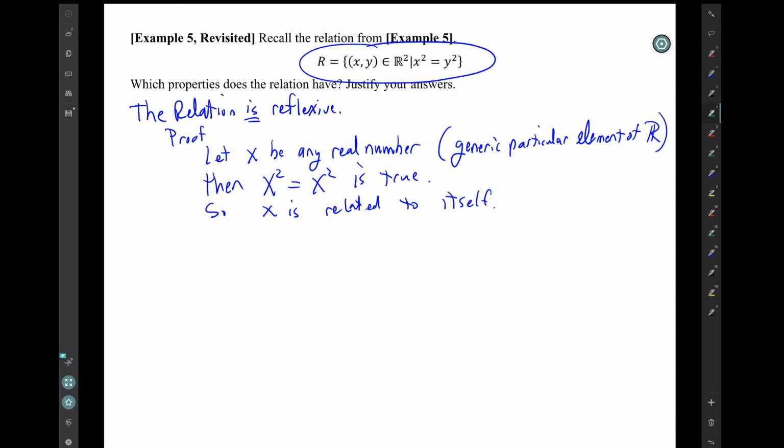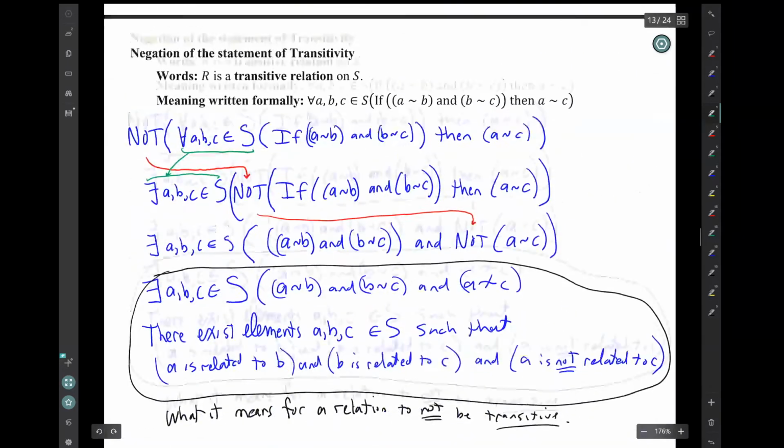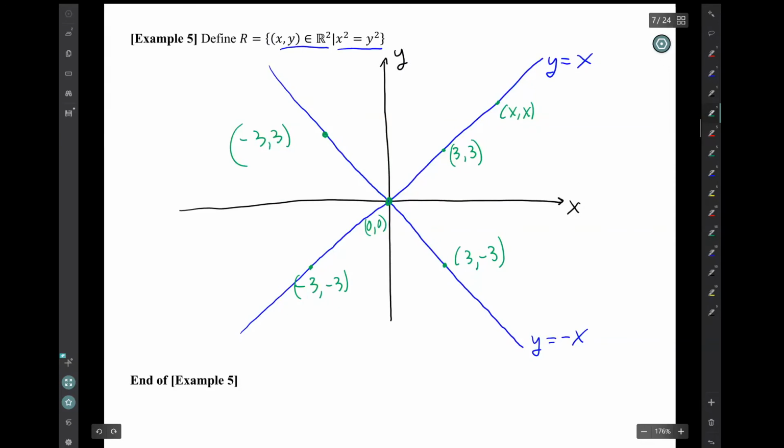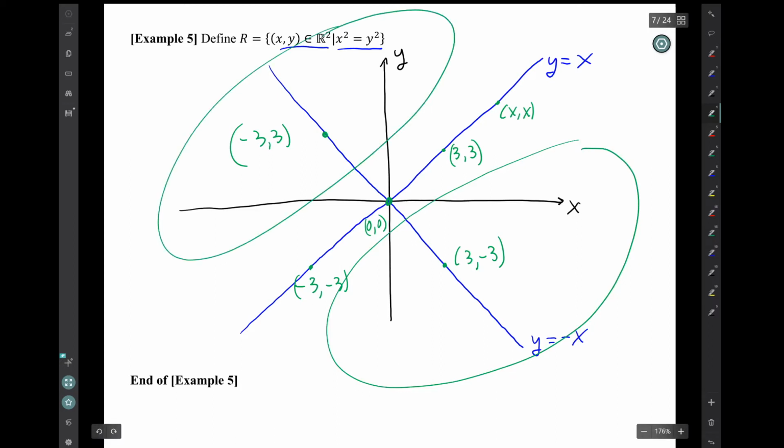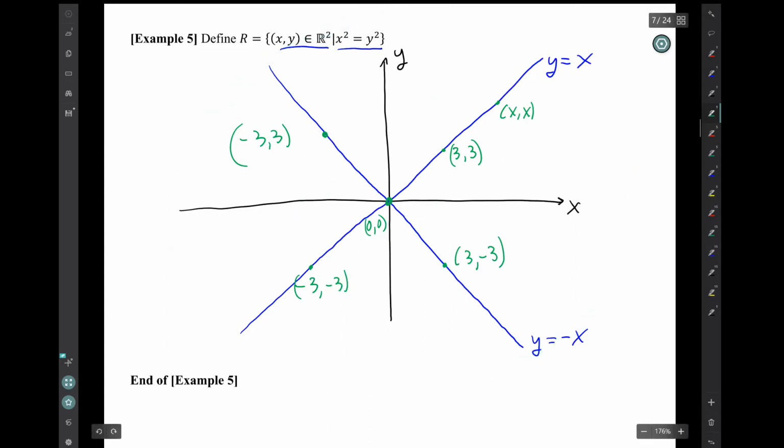Is this statement symmetric? Well, let's go back up and look at the graph. Notice that on this graph, every element that appears on one side of the main diagonal has a mirror image that also appears on the other side of the main diagonal. Well, the fact that this graph is symmetric across this diagonal is a sign that the relation is symmetric. Now, let's go back though and let's look at the definition of symmetric relation.